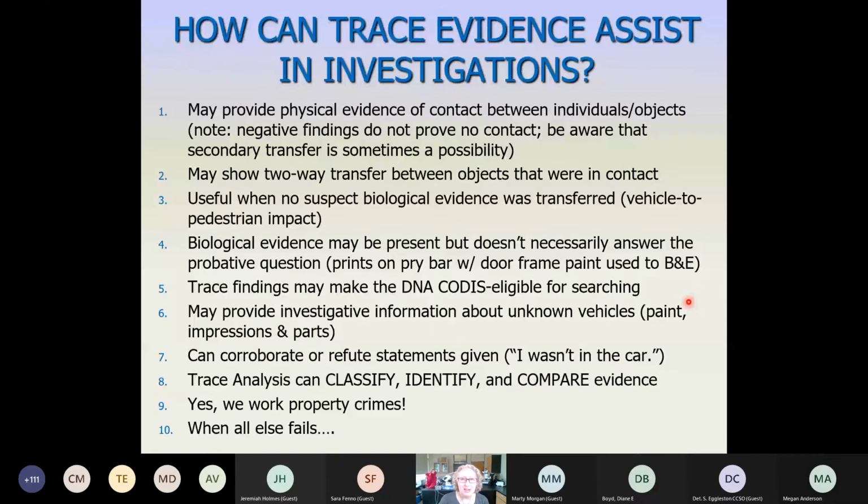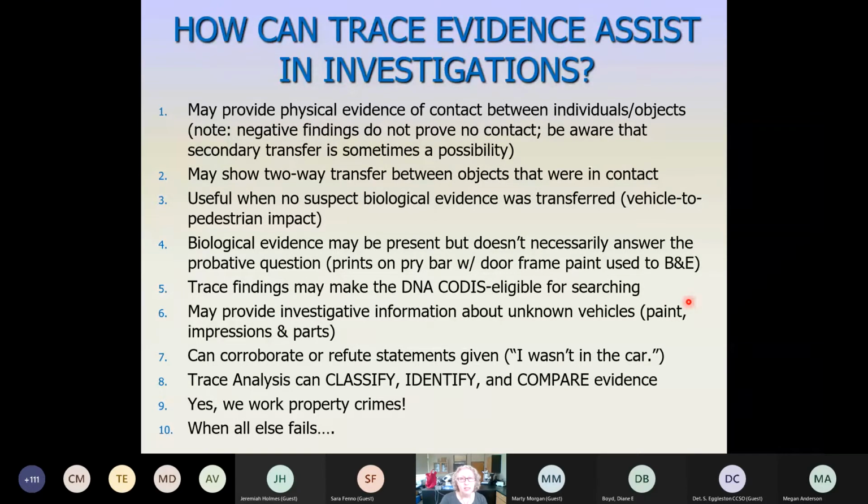All right, there's a lot of words here, but just to summarize each one of these points, we're hoping that you keep in mind the possibilities of trace evidence to assist in your investigations and in your trials for the following reasons. Number one, as I said, it may show physical evidence of contact between objects or individuals, although we do want to remind everybody that if we don't find any physical evidence, it doesn't prove that there was no contact, just that there's no physical evidence of that contact.